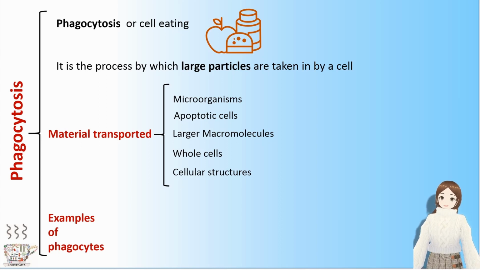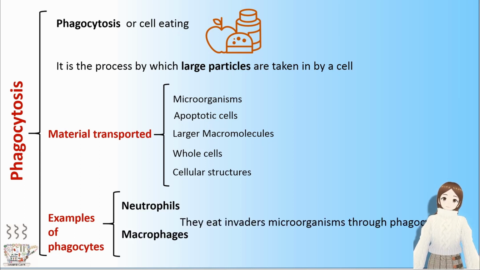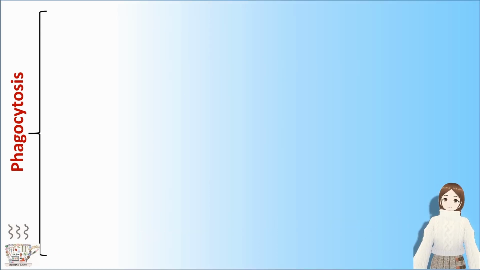Examples of phagocytes are neutrophils and macrophages. They eat invader microorganisms through phagocytosis. Now I want to talk about phagocytosis steps.